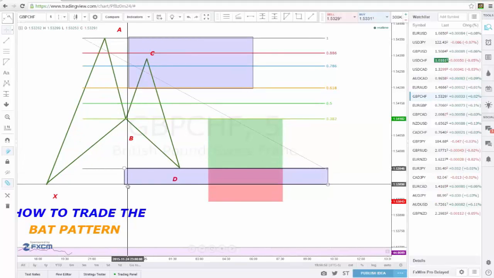And now we'll go over to the charts and see if we can find an example of the bat pattern.